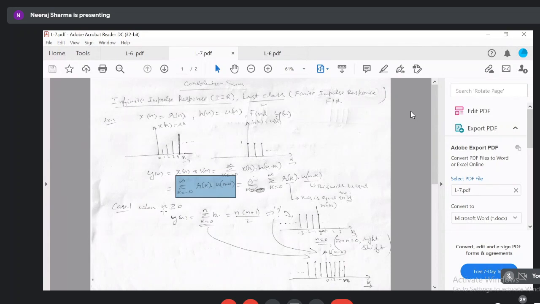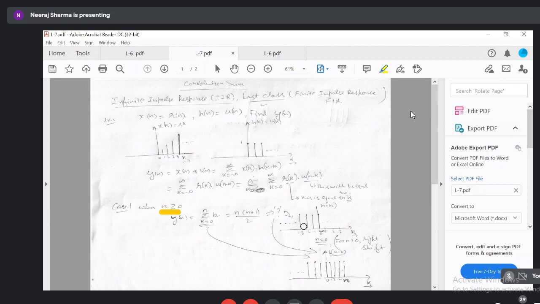So let us assume case number 1, when n naught is greater than 0, right? We know that when n naught is greater than 0, the impulse response will be shifted towards the right hand side. So step number 2 says that h of k is given to you, find h of minus k. So what would be h of minus k? This is h of minus k, right? From h of k we have obtained h of minus k. We have folded the signal along the vertical axis, and we have obtained h of minus k from this u of k. So we have this signal now.